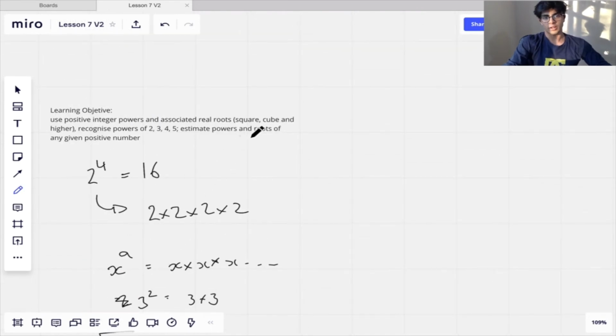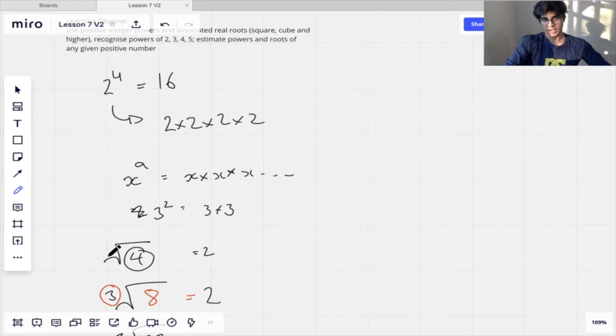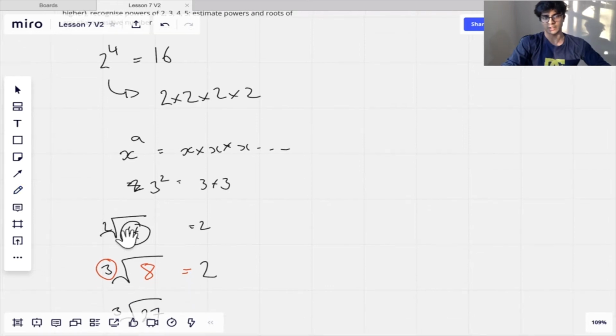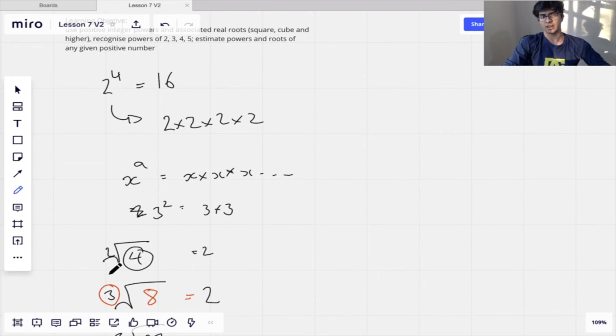You need to know that this is called a square root when there's a 2 here. You don't write the 2, but if there's nothing there, it means there's effectively a 2. When it's a 3, it's a cube root. Above that, it's called, say, the 5th root, for example.